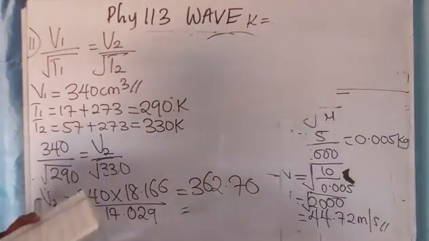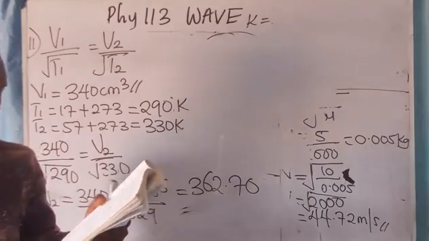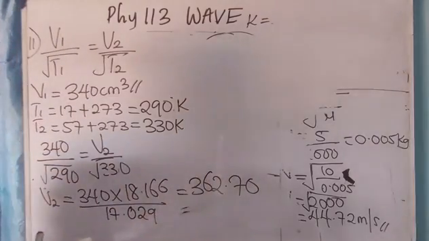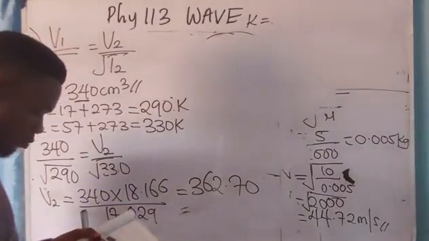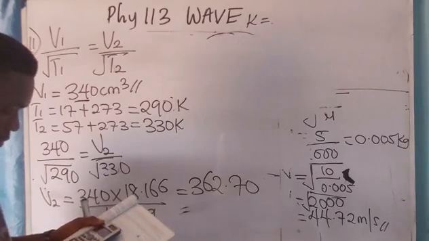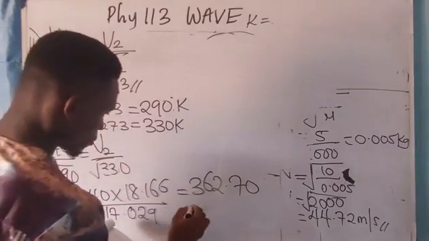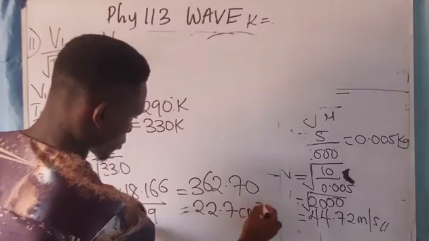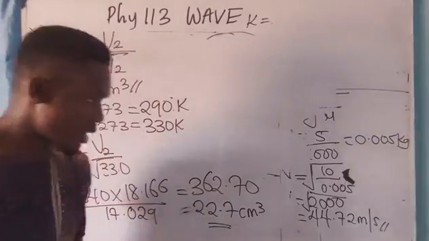Now let me read the question again. What is the difference between the speed of longitudinal wave in air at this temperature and their speed at the other? So now that you have gotten 362.70, you subtract this constant, which is 340, from this. 362.70 minus 340 equals 22.7 centimeter cube. So that is the answer. They got 22.8, I was approximating.